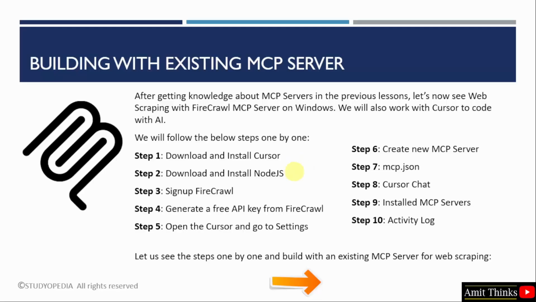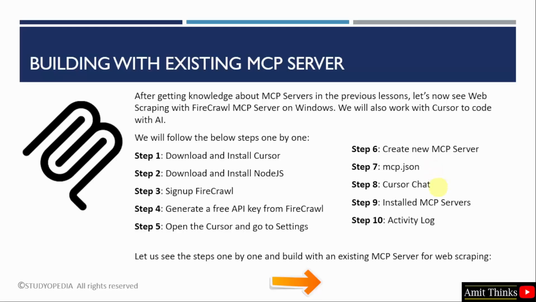In the second step, we will install Node.js, which will be useful for us to work with the existing MCP server. After that, we will go to the Firecrawl official website to sign up. Then we will generate a free API key from the Firecrawl website. After that, we will open Cursor and go to the Cursor settings so that we can easily create a new MCP server according to step 6. While creating the MCP server, we will use mcp.json. First, we will understand what this file is about. Then we will add our code inside this. That will also include setting the environment using the API key.